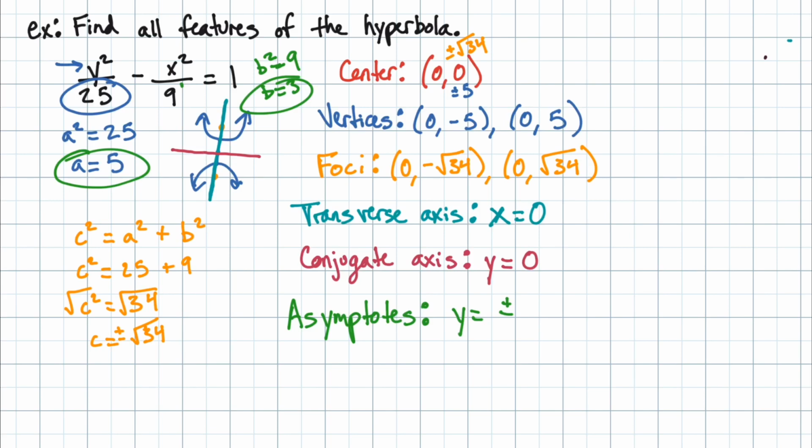I'm going to take the denominator that's underneath x. Oh, so b is underneath x at this point, so it's going to be a 3 on the bottom and then the 5 on top. And remember, it's x minus h plus k afterwards. Well, h and k are just 0, so that would be x minus 0 plus 0. That's the same as just x. So I get the asymptotes as y equals plus or minus 5/3 x.